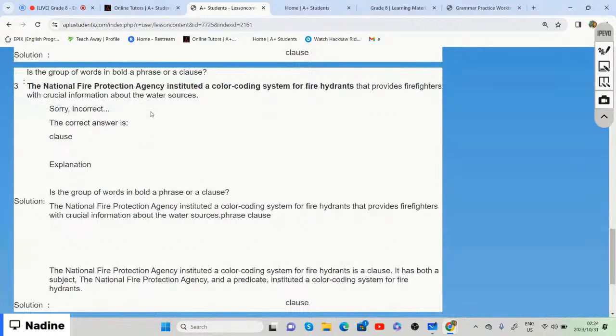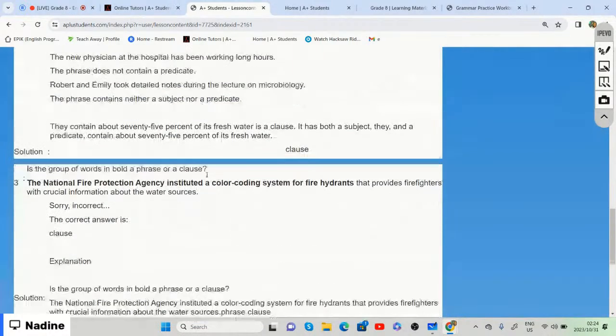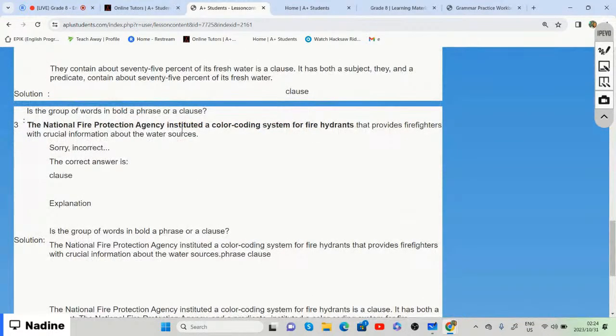So the National Fire Protection Agency instituted a color coding system for the fire hydrants that provides firefighters with crucial information about the water sources.